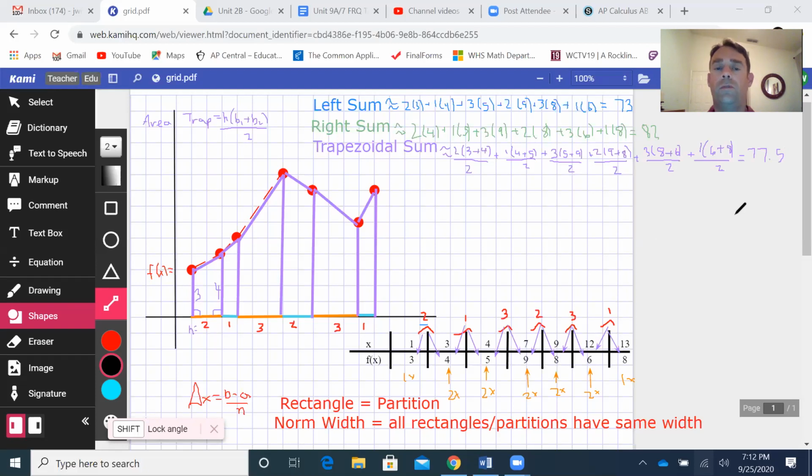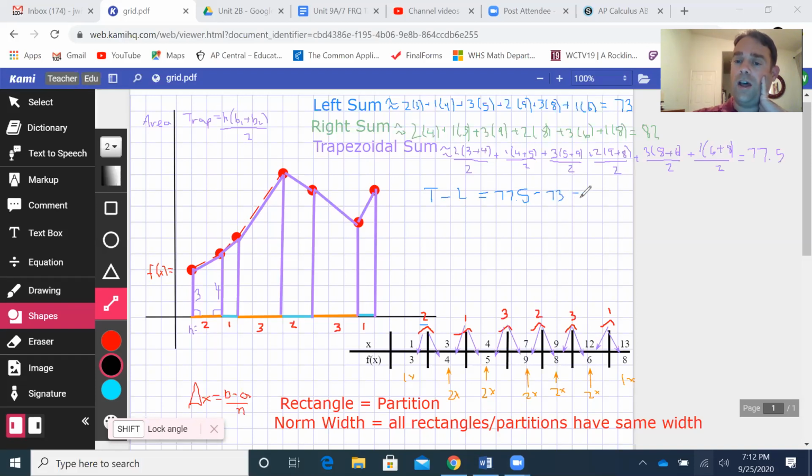And if you notice, that falls between my left sum and my right sum. Now, sometimes my left sum might be greater than it, my right sum lower than it, but it does fall between. What's the difference, you think, between the left sum and the trapezoidal? So what if we were to take those differences? The trapezoidal sum minus the left sum. What would that be? 77.5 minus 73. Oh, I did equal 73, though. Well, that's not mathematically true.